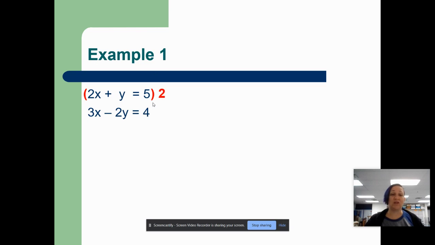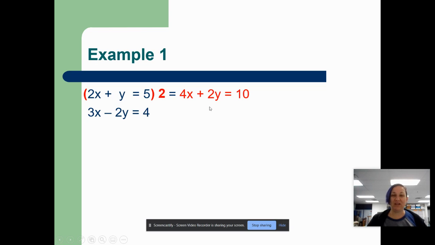Now, when I'm multiplying that top equation by 2, I do have to multiply everything, so I need to distribute to all 3 places. So I'm going to do the 2 times the 2x, the 2 times the y, and the 2 times the 5. If you ever find that you're getting really weird answers and you just don't feel confident about them, go back and make sure that you distributed to everything. It's very common for us to forget to distribute to the number after the equal sign. Or if we're trying to eliminate the x, sometimes we forget to multiply the y. So just make sure that you distributed to all 3 terms.